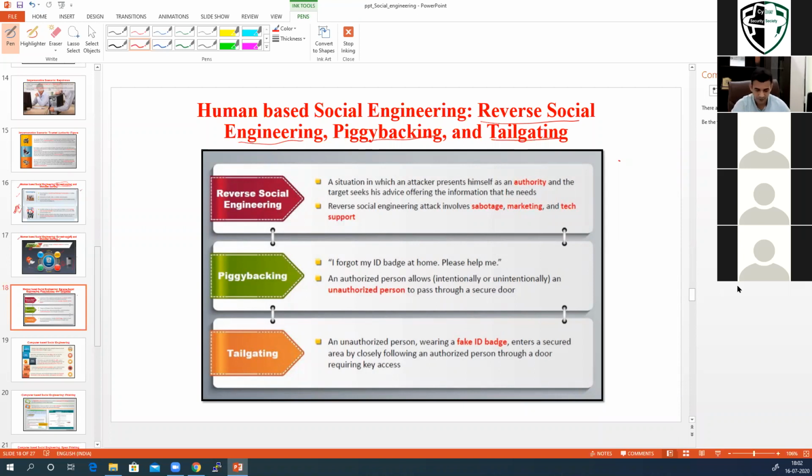Okay. And finally, जब उसको trust हो जाएगा तो upon successful reverse social engineering, the user may often get the attacker for the help. Okay, और जब actual में फिर कोई problem होती है, then obviously he or she will be again invited for that. So ऐसी situation मैंने यहाँ पे लिखी भी है, अगर आप देख सकते हैं. A situation in which the attacker presents himself as an authority and the target basically seeks the advice, offering the information that he needs. Okay, तो जो उसको information चाहिए वो ले सकता है, लेकिन अपने को authoritative position पे दिखा के.